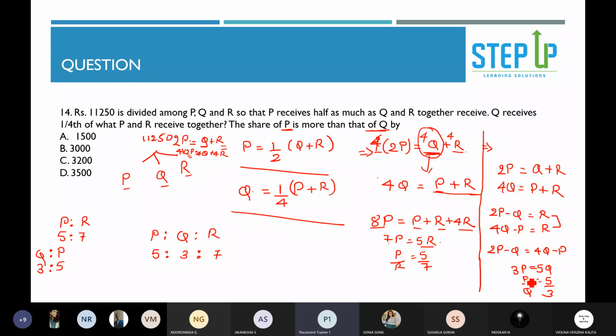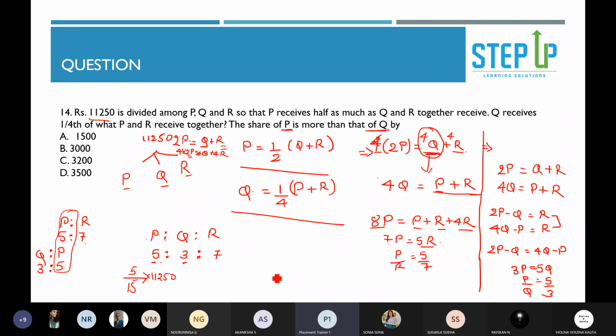Yes, ma'am. And you got P is to Q also as 5:3. So P is to R is 5:7, P is to Q is 5:3. So as P is the same 5, we can just write PQR is 5:3:7. The share of P is more than that of Q by what? What will be the share of P? 5/15 of what? 11250.